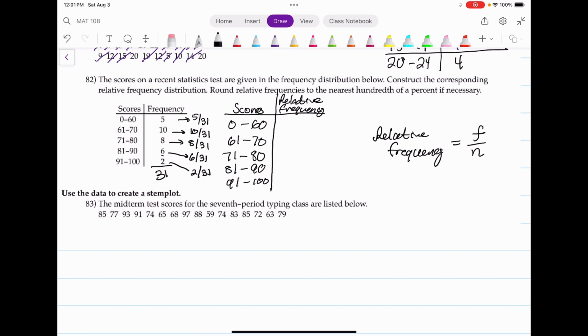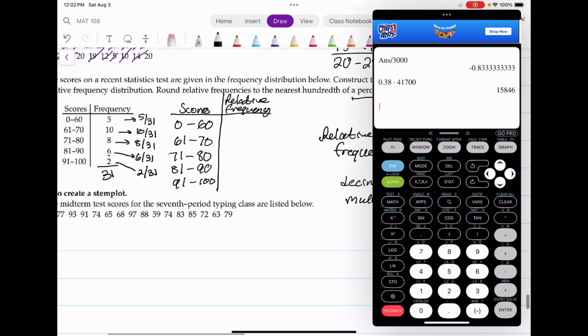And in our case, it wants us to have it as a percentage. So remember, to turn a decimal into a percent, you multiply the decimal by 100. So I'll write it here. From decimal to percent, multiply by 100. So let's start finding those relative frequencies.